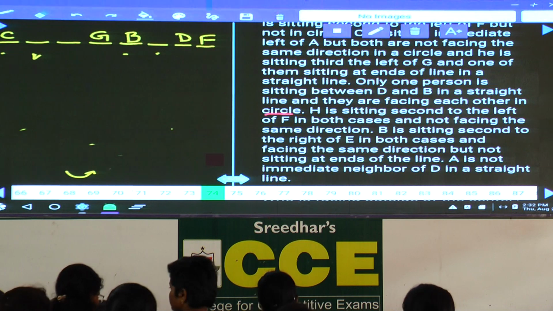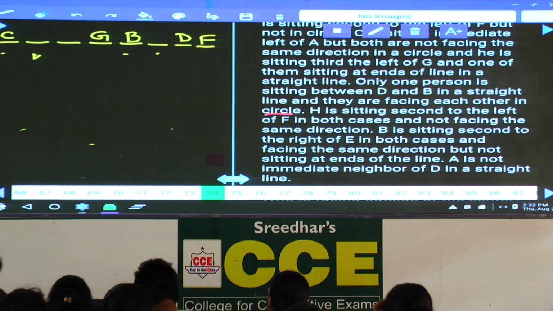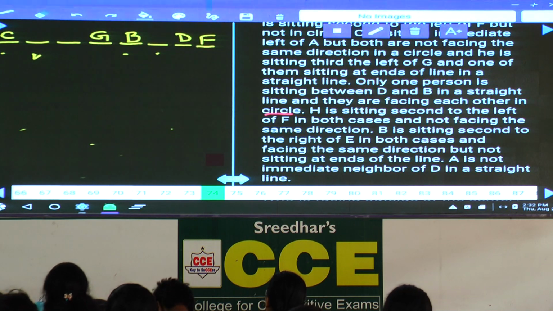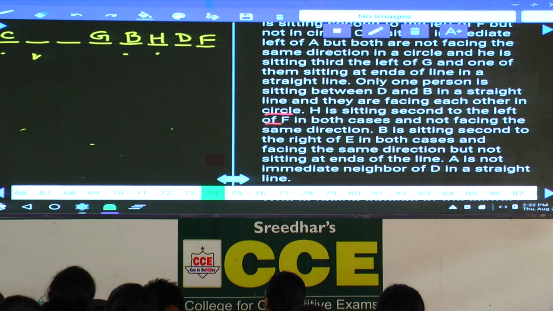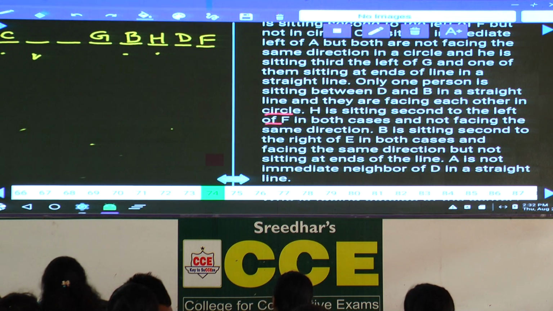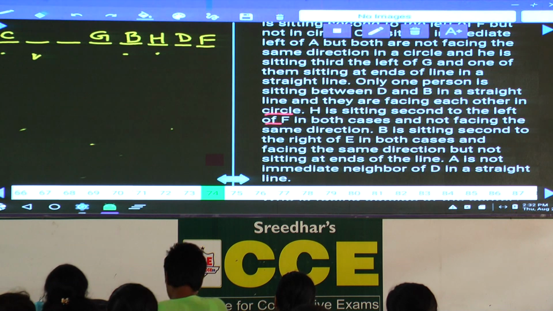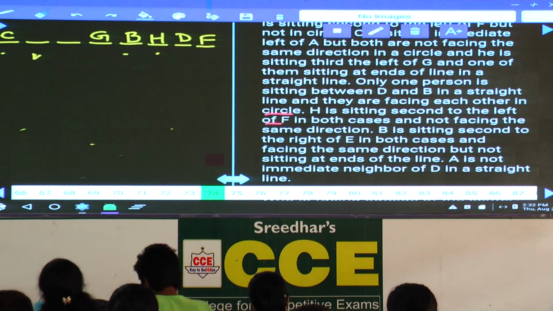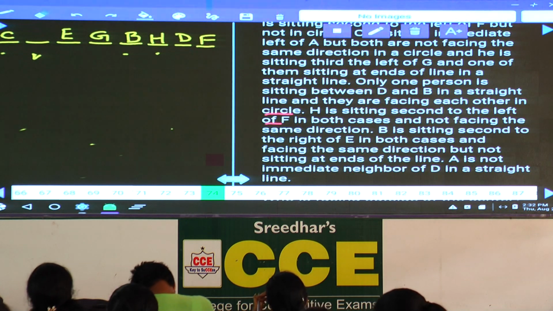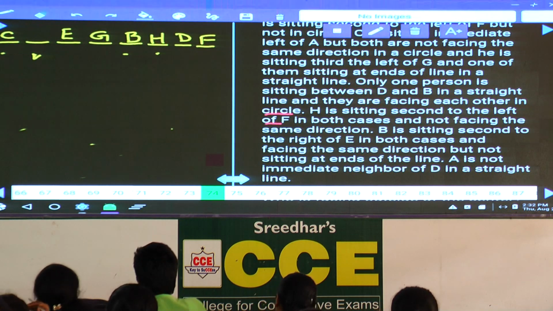and D and B in a straight line and they are facing each other in a circle, H is seated second to the left of F in both the cases. H is seated second to the left of F in both the cases means now H must be at this place. H is seated second to the left of F in both the cases and not facing the same direction. As B is seated second to the right of E in both the cases, why did I extend this one? Because we have only two persons left over in this line.